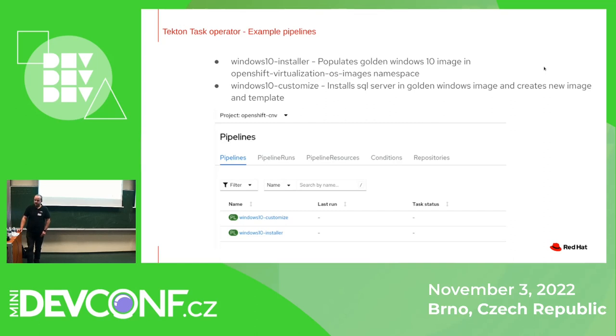Then there is the second pipeline, Windows 10 customize. This pipeline takes the resulting image and does some modifications. For example, in our case, it installs Microsoft SQL Server, and then again the pipeline takes the image and stores it in a data volume, and you have a fully working Microsoft Windows 10 with SQL Server, ready for use in other VMs.